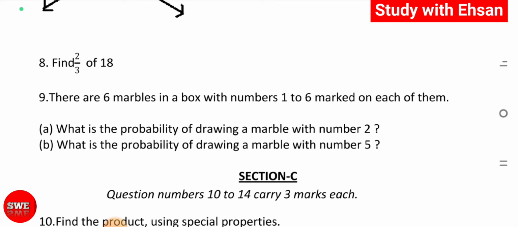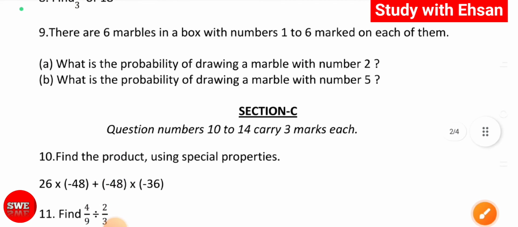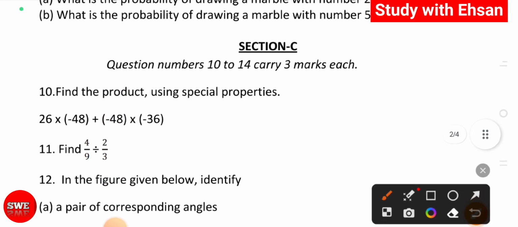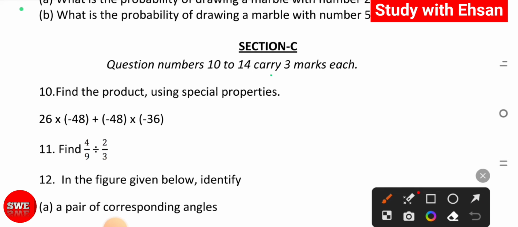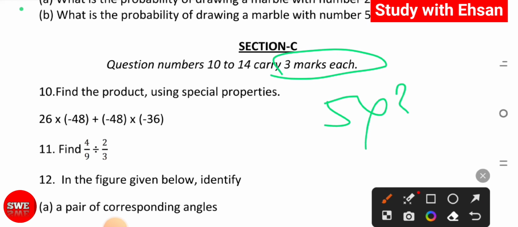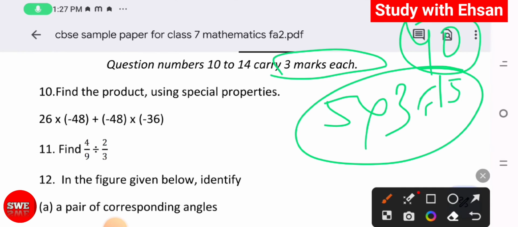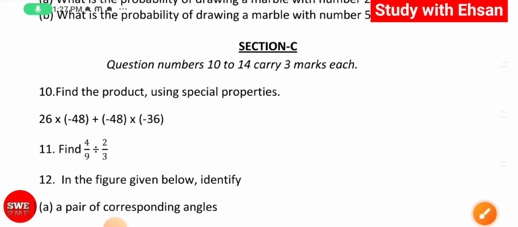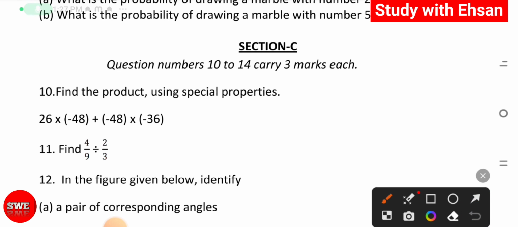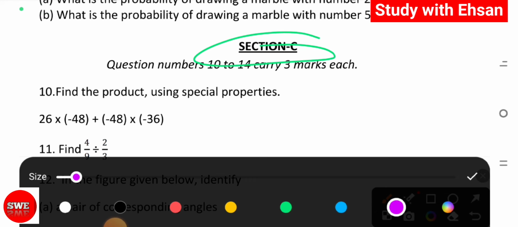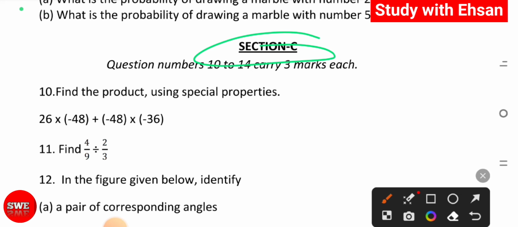Okay, now this is the end of section B, and now we have to enter section C, in which there are 5 questions carrying 3 marks each. In total this section is of 15 marks, and this is the most powerful and major section of this question paper. You know the maximum marks of this question paper is 40, and out of 40, 15 marks is of section C. And let me again change the color of this pencil.